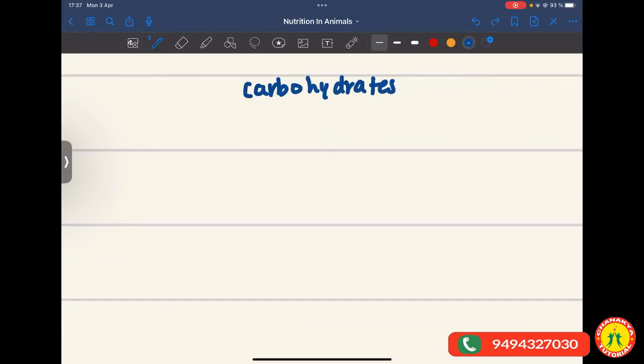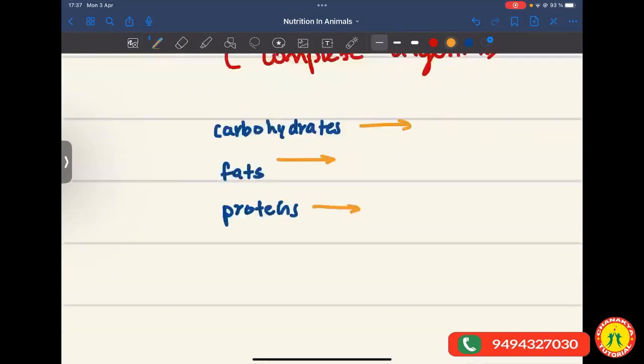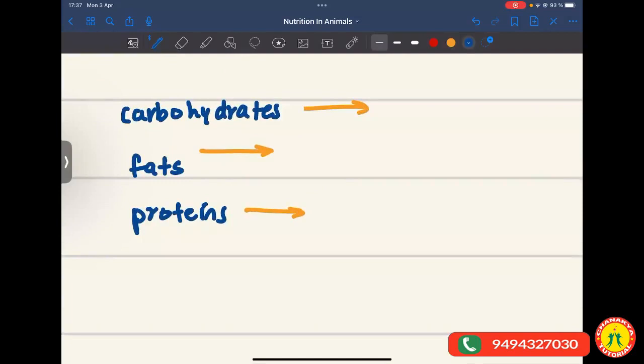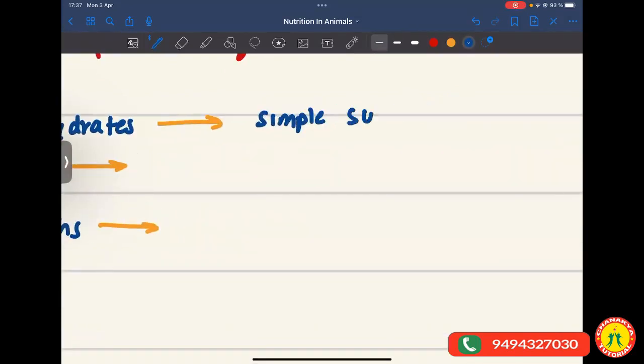It gets broken down into something. So you're going to see what the carbohydrates are getting broken down into, then what the fats are getting broken down into, and then what the proteins are getting broken down into. So the carbohydrates, listen carefully, are broken down into simple sugars, not complex sugars, simple sugars, like for example, glucose.